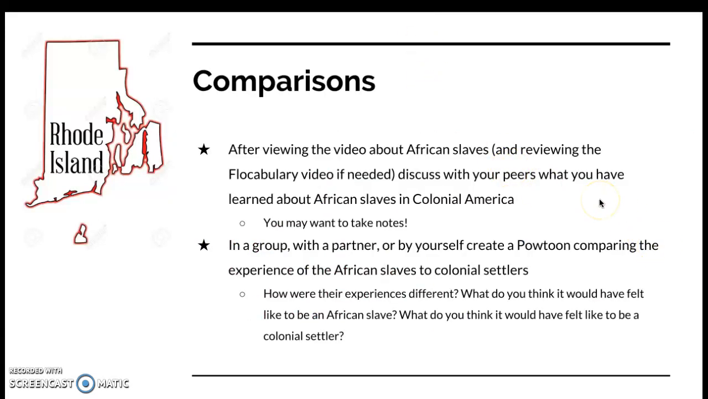So after viewing the video about African slaves and reviewing the vocabulary video if needed, I want them to discuss with their peers that are also doing this activity what they've learned about African slaves in colonial America. And then in a group with a partner or by themselves, I want them to create a Powtoon comparing the experience of African slaves to colonial settlers.